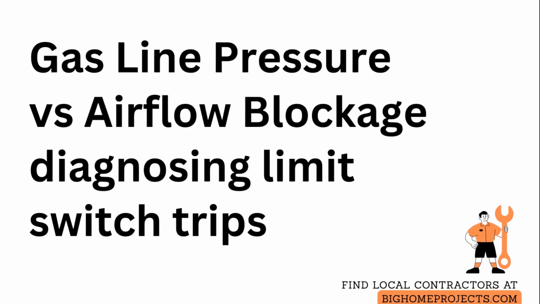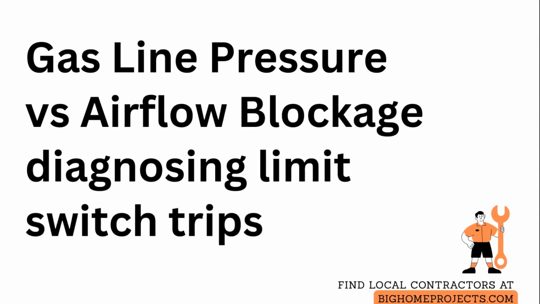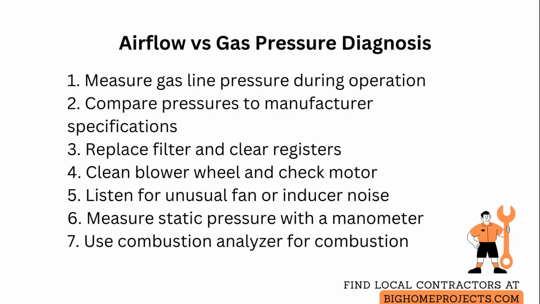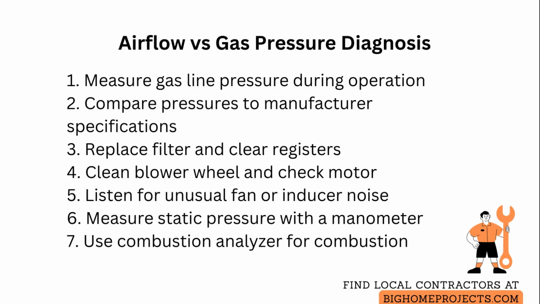How can I tell if my problem is airflow or gas pressure related when troubleshooting limit switch trips? Limit switch trips happen when a heat exchanger gets too hot or a furnace misreads conditions, so start by confirming whether combustion and venting are normal.